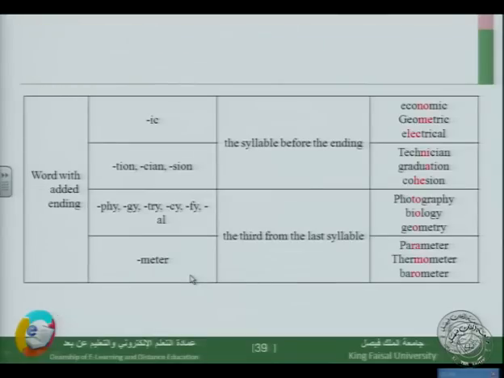So here's the chart, which explains to us all the rules that we have taken so far. And here we have some words with endings like AC, IC: economic. Notice IC stresses the syllable before it, okay? Electrical, stress the one right here. So please try to study these syllables by yourself and try to do all of these examples. If you have any questions, just share them with others or with me immediately.